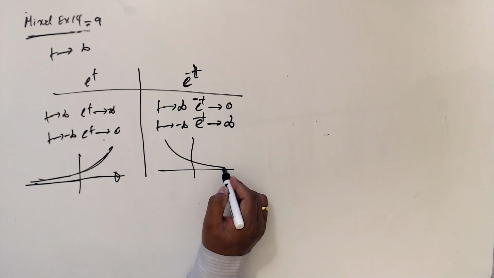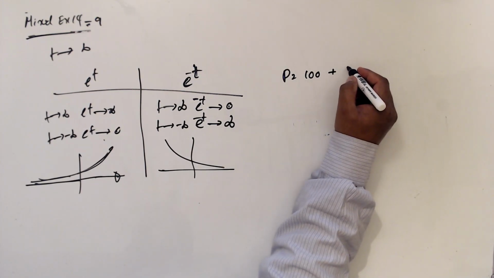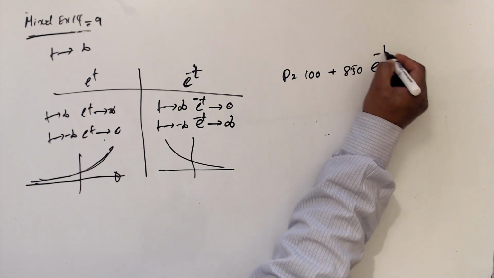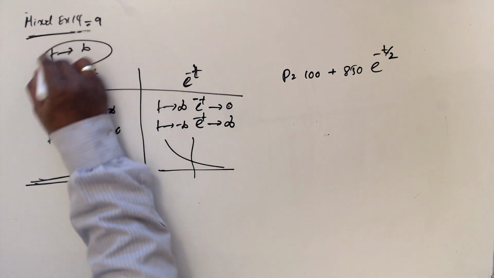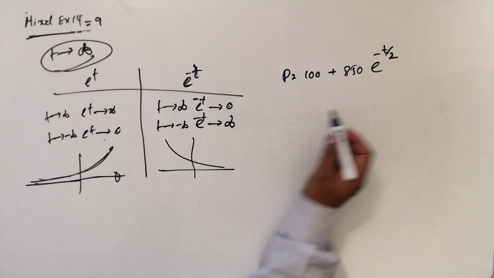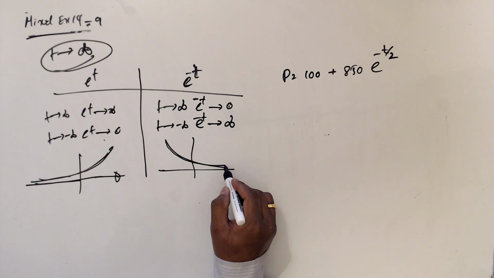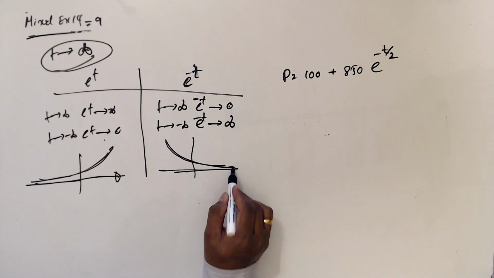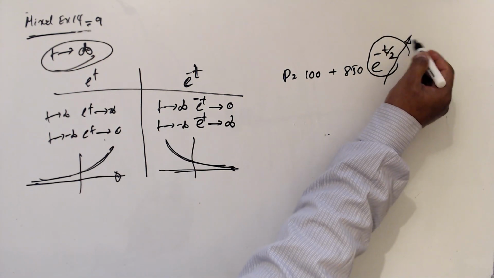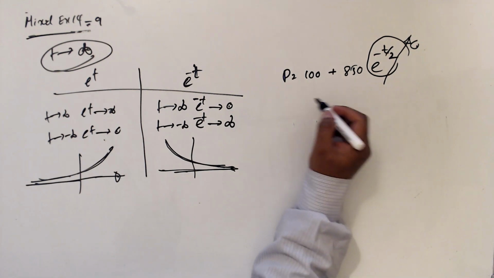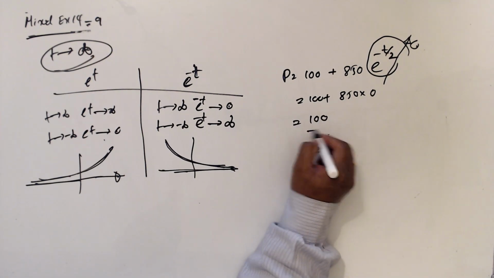Now in here, you can see that P equals 100 plus 850 e to the power minus t over 2. Now they want t goes to infinity. Which infinity? Positive infinity. When t goes to positive infinity, you can look at the graph as well, this becomes 0. So this part is going to be 0. Then 100 plus 850 times 0. This answer is 100.